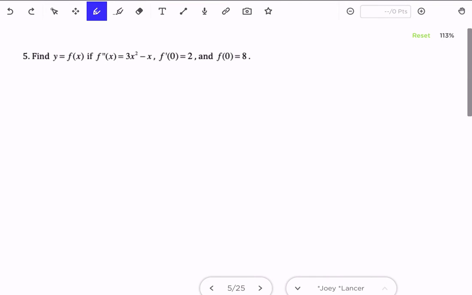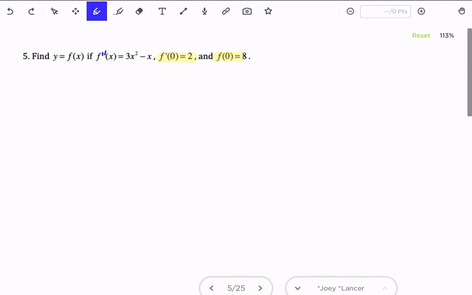All right, number 5, it says find y equals f at x if f double prime at x equals 3x squared minus x. Given a couple initial conditions here, f prime at 0 equals 2 and f at 0 equals 8. So in this case, we are given the second derivative here, and we're asked to find the original function.